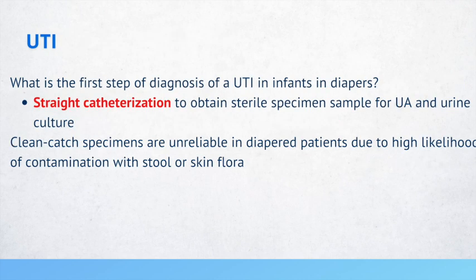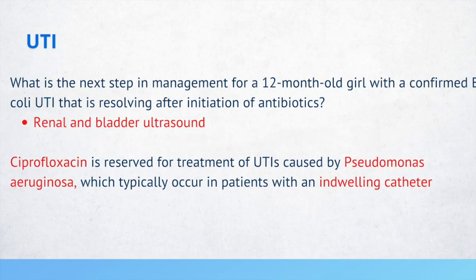UTI. What is the first step of diagnosis of a UTI in infants in diapers? Straight catheterization to obtain sterile specimen sample for urinalysis and urine culture. Clean catch specimens are unreliable in diapered patients due to the high likelihood of contamination with stool or skin flora.